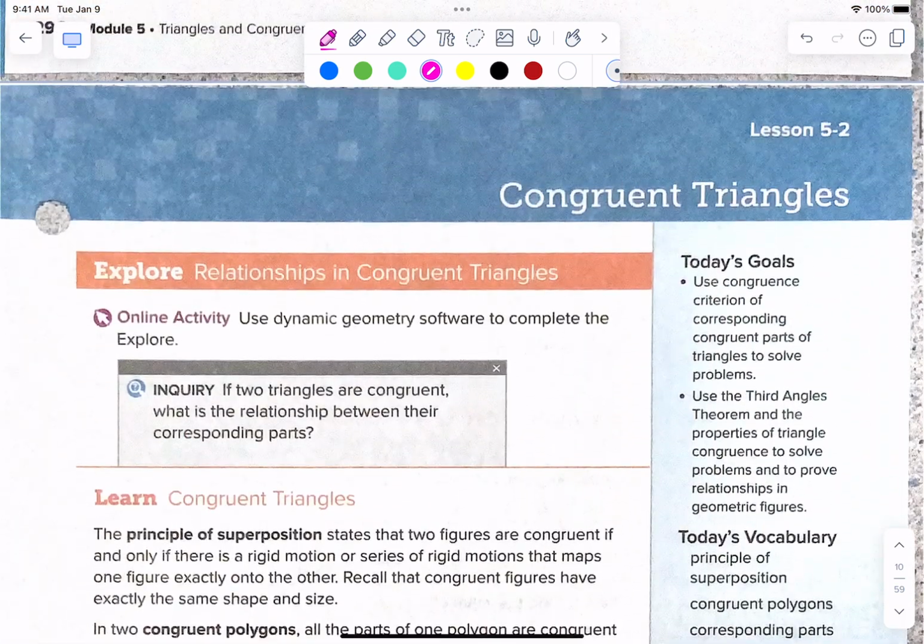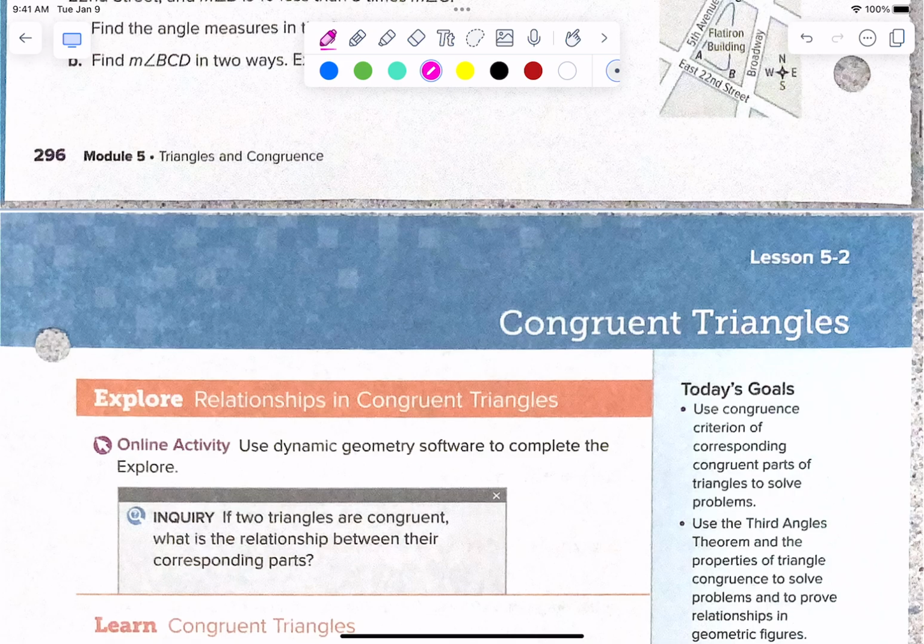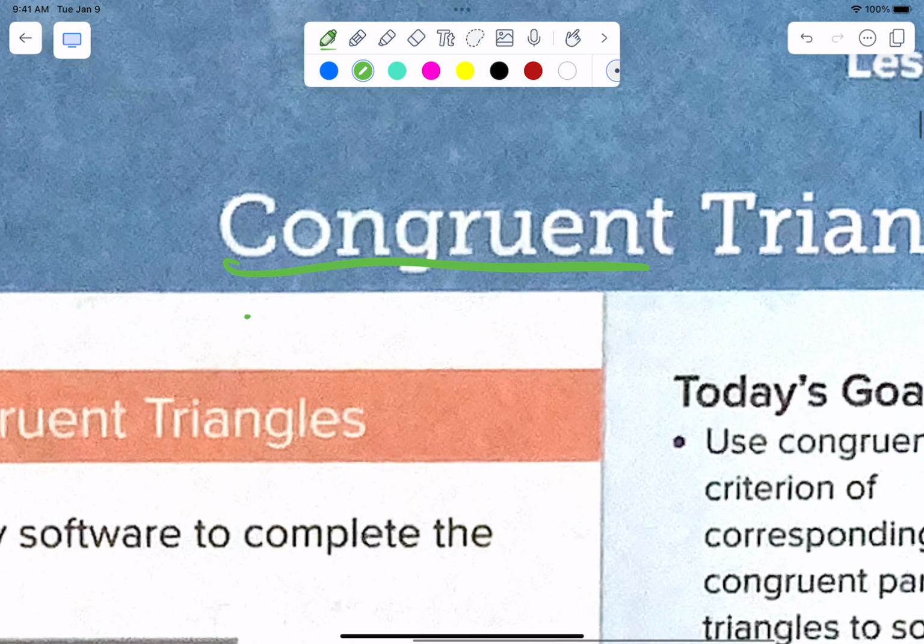And here we go. Congruent triangles, 5.2. This starts on page 297. Do you guys remember what the word congruent meant? Same size. Same shape, same size. Put that down somewhere underneath of congruent: same shape, same size.